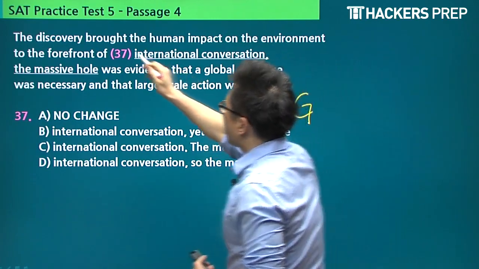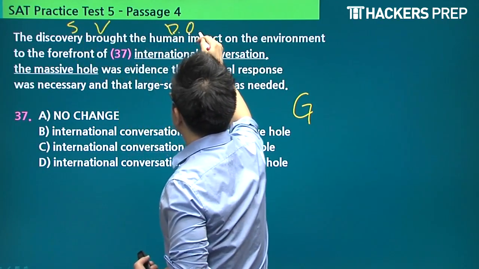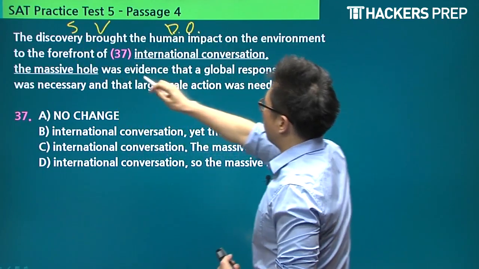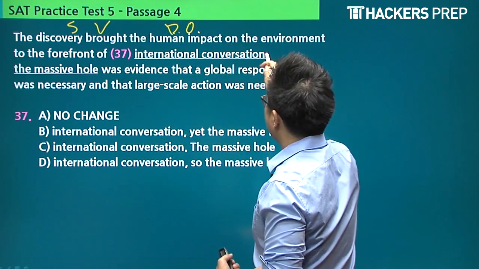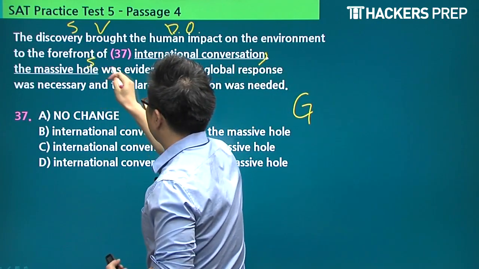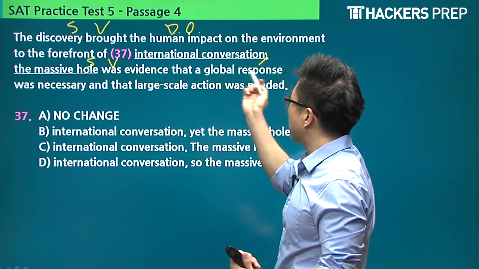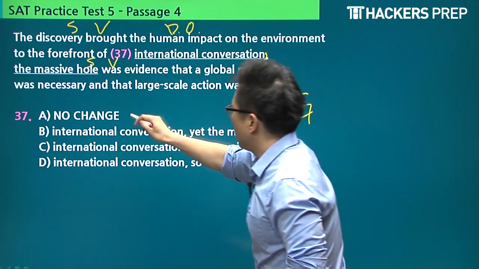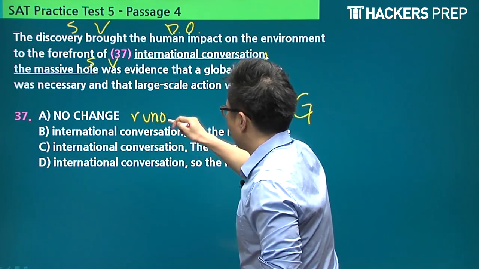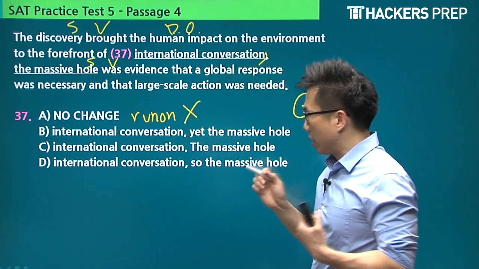You have a subject here, discovery, brought, you have a direct object here, the impact on the environment to the forefront of international conversation. You have a comma here, and then you have a subject and a verb here. So as you know, this is a run-on sentence. Okay, it does not have a conjunction here, so this is a run-on. You can cross this out. This is a run-on sentence. Now, we have to fix this somehow, this run-on.